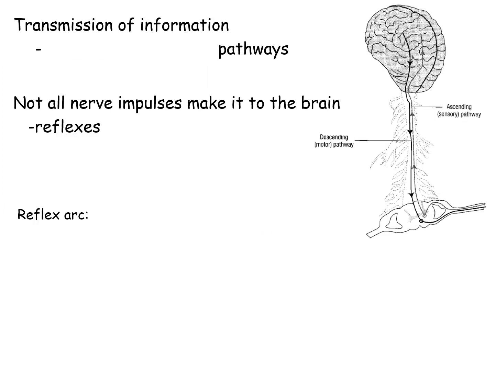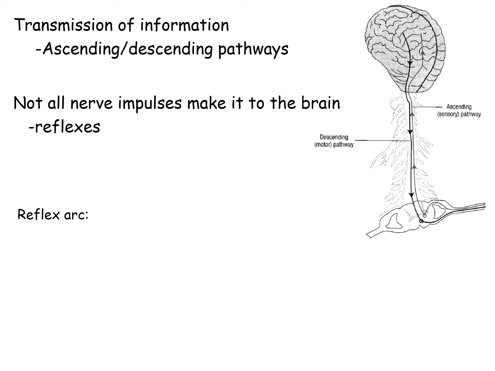So the transmission of information involves ascending and descending pathways. Our ascending pathways are our sensory pathway. These deal with the senses, either from our eyes, ears, taste buds, anything like that. That's our sensory pathway. And our descending pathway is our motor pathway. So the signals from our brain and spinal cord that are directing movements go through our descending pathway to our peripheral nervous system.